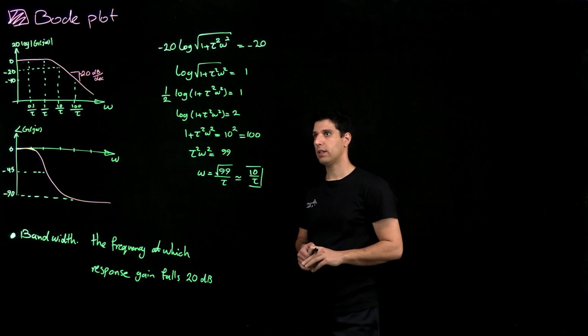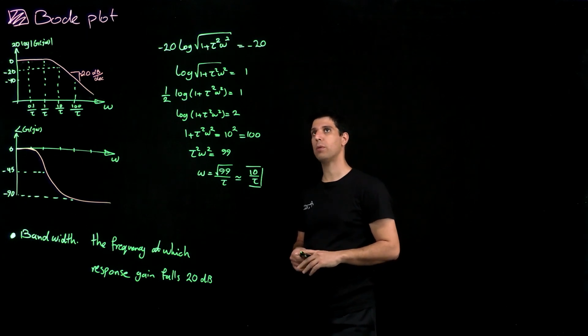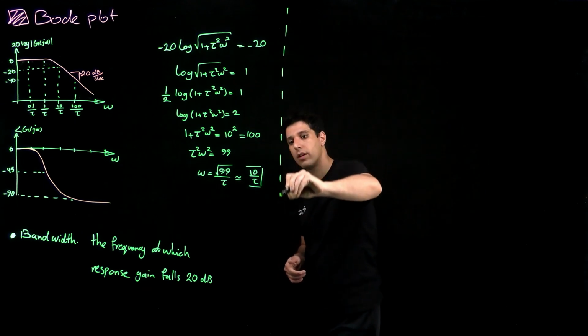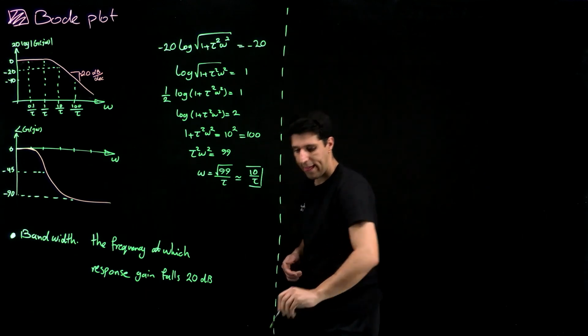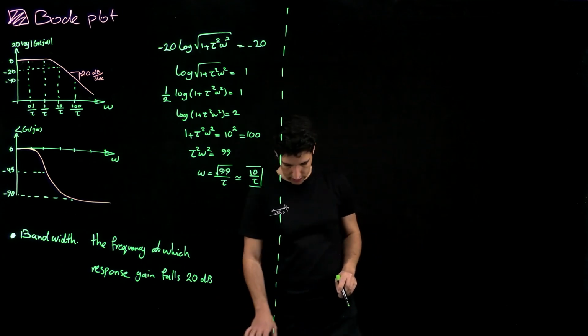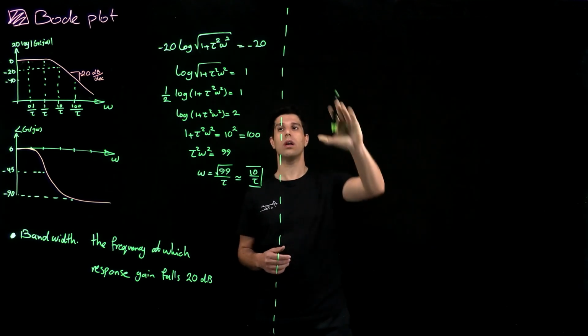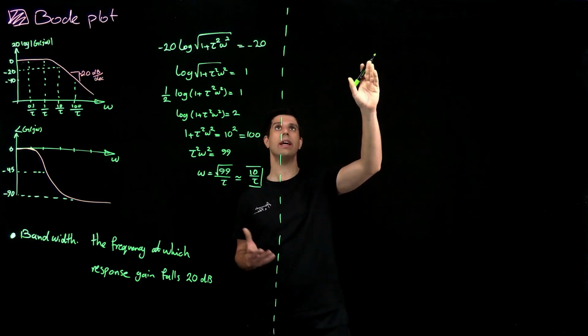All right, so that is a quick example of a Bode plot. A few more remarks. Let me write a more general case, some comments.